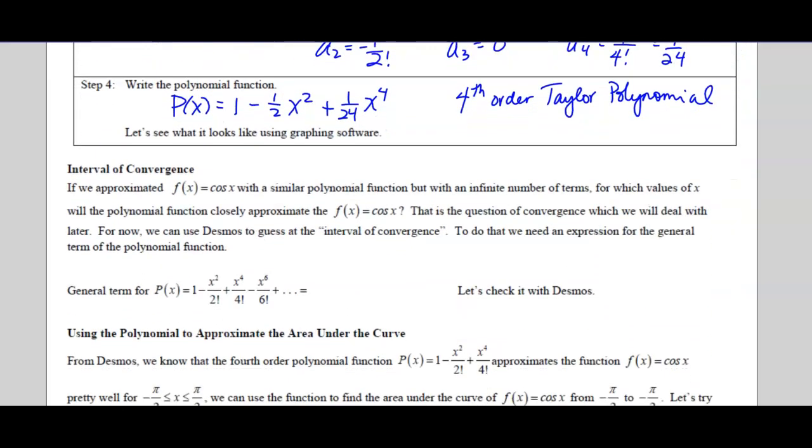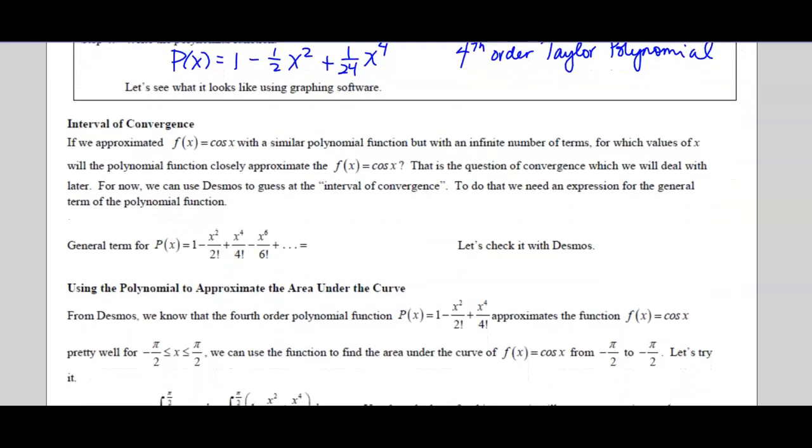If we look at the interval of convergence, so we're talking about f of x equals cos of x, a similar polynomial with an infinite number of terms. Right now we've only got 3 terms there, degree 4. But if we go infinite, for what values of x will the polynomial function closely approximate f of x? This is a question of convergence that we'll talk more about later, but we can use Desmos to help us out in doing this comparison.